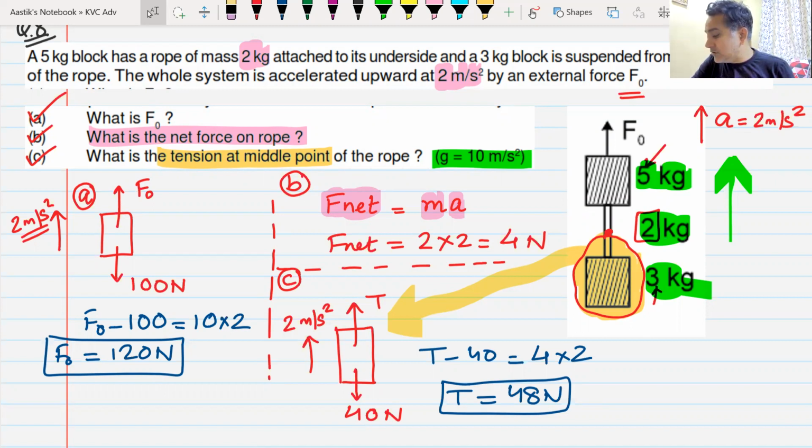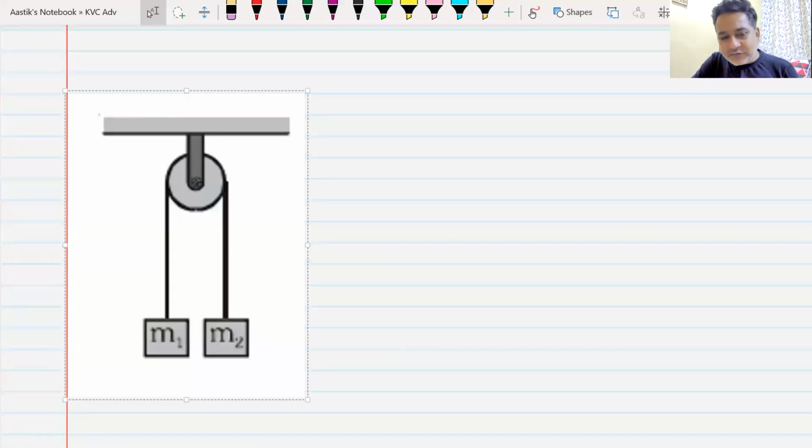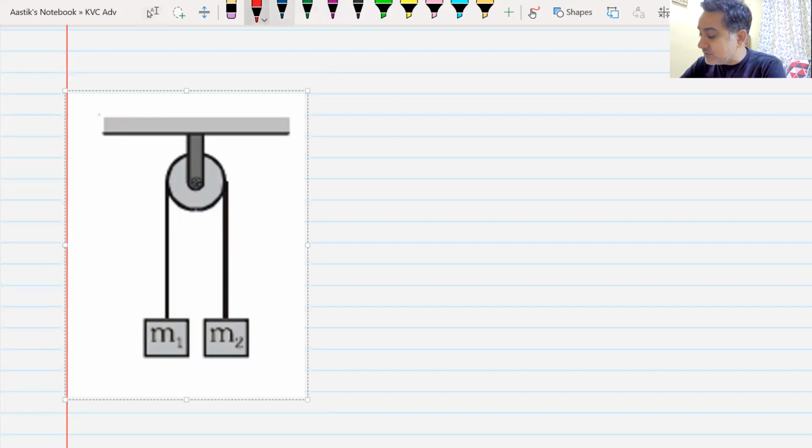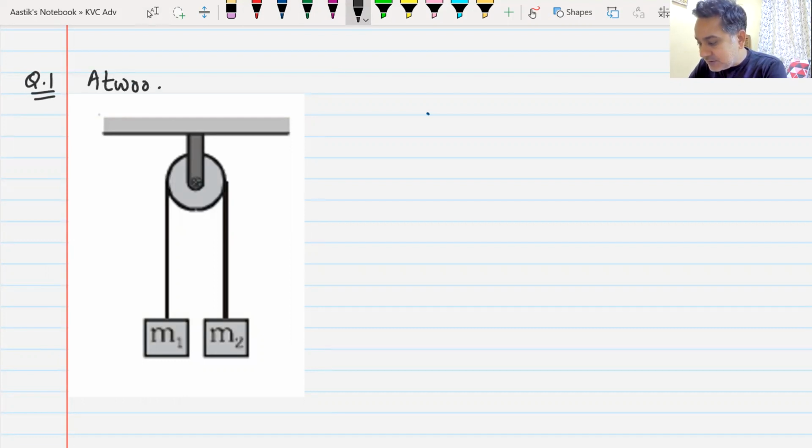It is known as an Atwood's machine. So this is question number 1. This is an Atwood's machine, and we have to find out the acceleration of the block in this Atwood's machine. It basically has one pulley and two blocks, M1 and M2. You can assume that M2 is greater than M1.